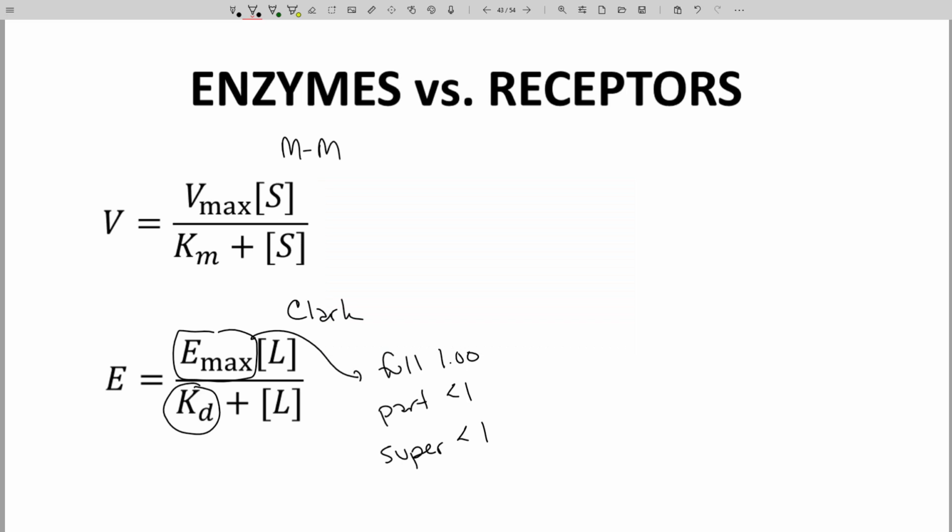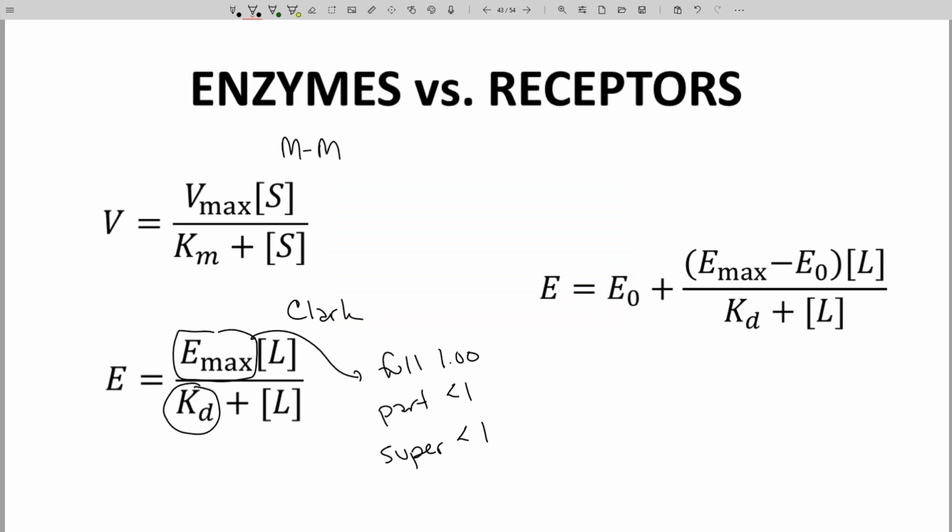There have been extensions to Clark's equation. Here is one. This adaptation includes an extra term, E0, which can be included if a receptor shows constitutive activity. Other tweaks are possible. While Clark's theory does not model the behavior of all receptors, Clark's theory is the most commonly encountered ligand-response model.